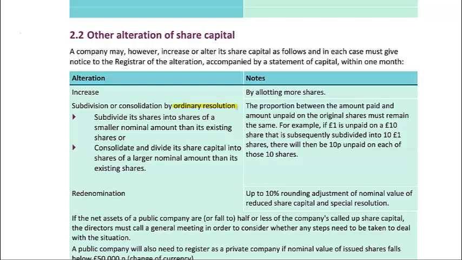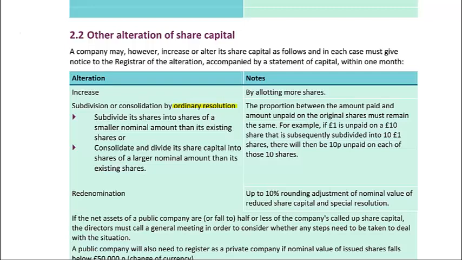So instead of having 10 £1 shares, you might have 100 10p shares. So long as you don't change the totals, that's fine. And you can do that in reverse as well if you wanted to. You could go from having 10 £1 shares to having 5 £2 shares.